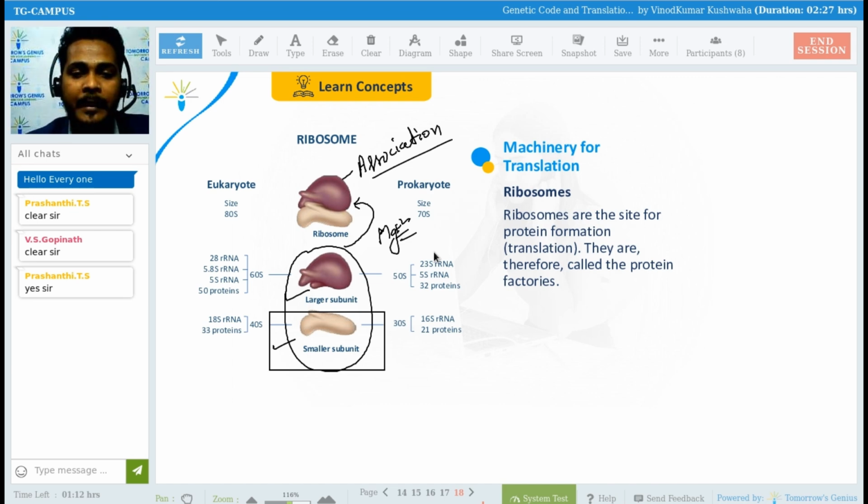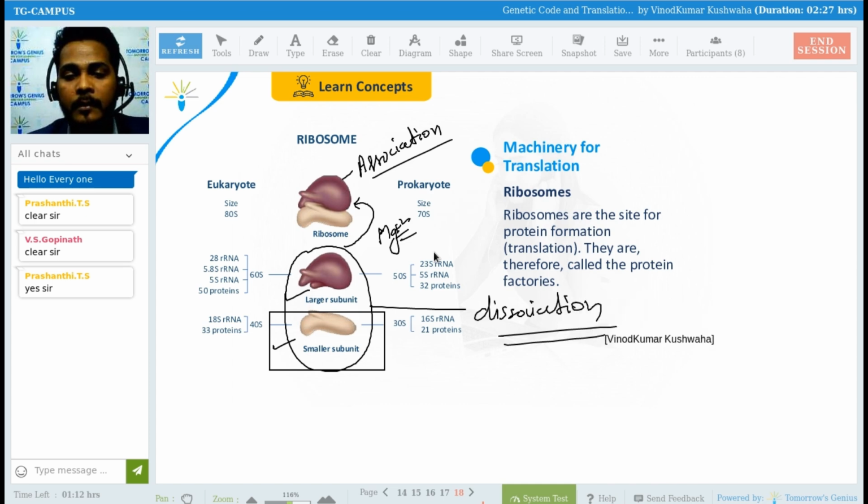The phenomenon of separating these two, suppose these are separated, can I call it dissociation? Yes, I can refer to it as dissociation, right? Clear? So it's association and dissociation. When they are separated, it is dissociation. When they are united, it is association. Is this clear to everyone about the ribosome, the characteristics of the ribosome, the larger subunit, the smaller subunit? Yes.